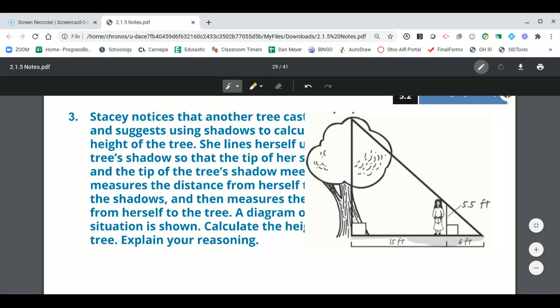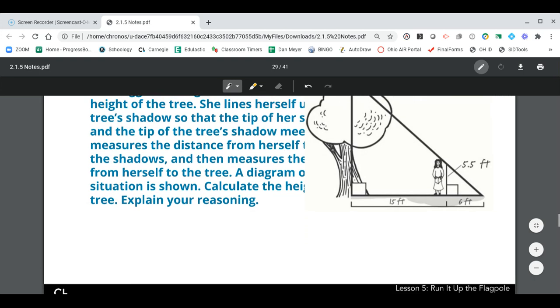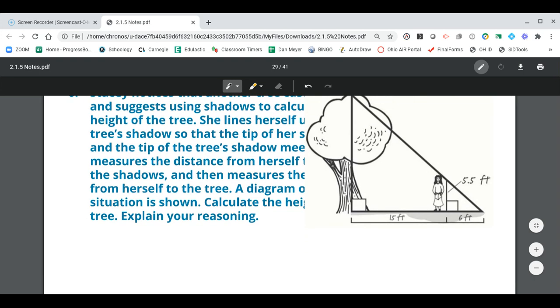Question 3, on page 85. Stacy notices that another tree casts a shadow and suggests using shadows to calculate the height of the tree. She lines herself up with the tree's shadow so that the tip of her shadow and the tip of the tree's shadow meet. She then measures the distance from herself to the tip of the shadows, and then the distance from herself to the tree. A diagram of this situation is shown. Calculate the height of the tree. Explain your reasoning.